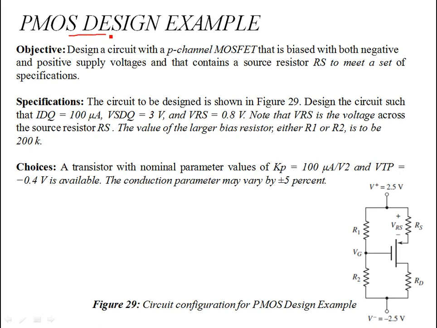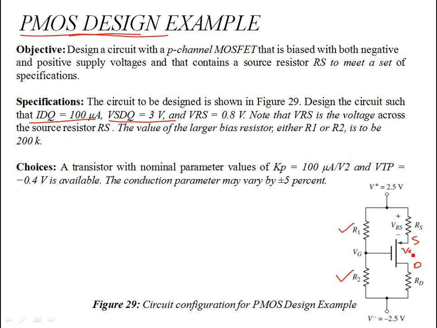This is about the design of a PMOS MOSFET. By design, it means that you need to find the biasing resistors R1 and R2, and what you are given is your IDQ, that is the DC current at which the transistor is biased. So you have the Q point. Similarly, you have this VSD. This is your source, this is your drain, and this voltage in between is VSD.